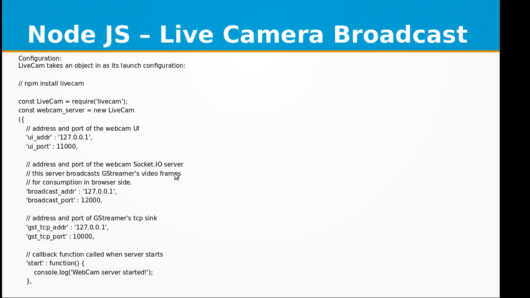I want to mention a very important thing at this point, and that is that if you want to broadcast your webcam on your local area network or the internet, you need to change the default settings of the livecam library. So you need to update the UI address, which is set to localhost by default, and the UI port is set to 11000. You can keep 11000 if you want, doesn't matter, but the IP address needs to be changed. Similarly, the broadcast address is set to localhost by default, which is 127.0.0.1. You need to change this as well to your local area network IP.